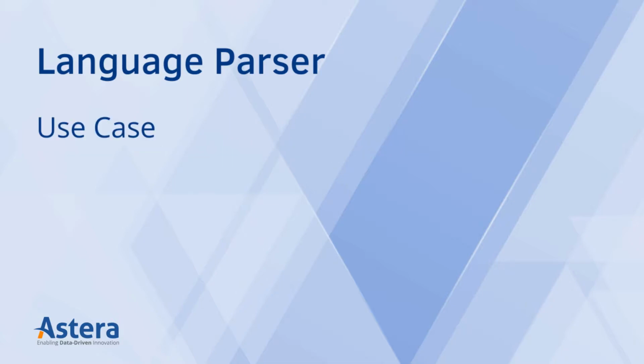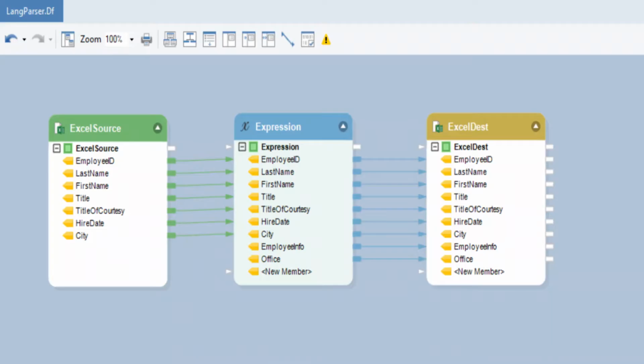In this video, we will look at a use case and understand how the language parser works in Astera Centerprise. We will be using the fields in the employee data Excel sheet and interpolate the data into an employee info string. After string interpolation, we will create a new field to apply escape characters inside of an expression transformation through a verbatim string.